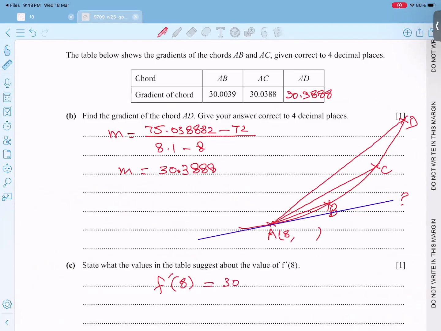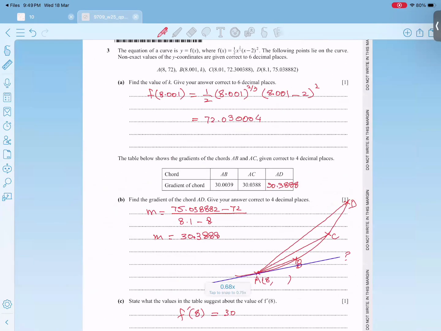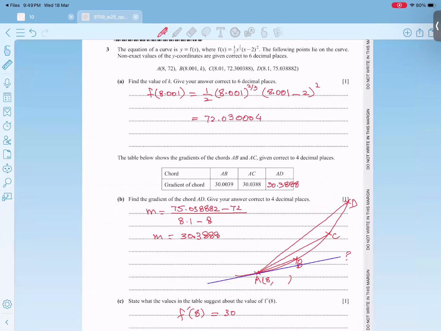I hope the concept of the question is very clear. I tried my best to explain with the diagram so you can understand the concept. So the question is over.